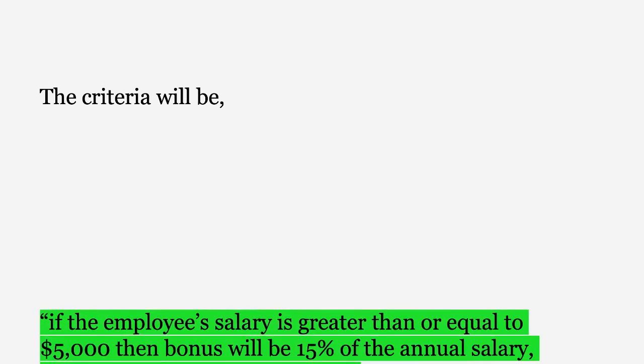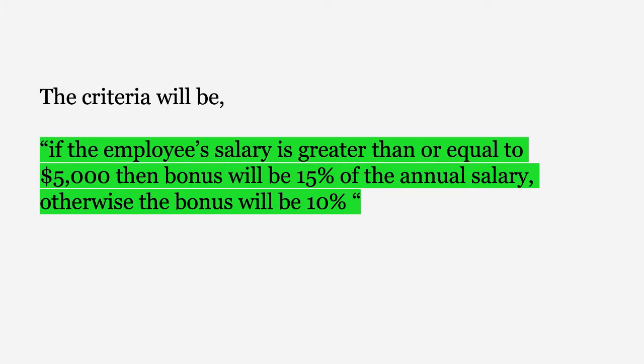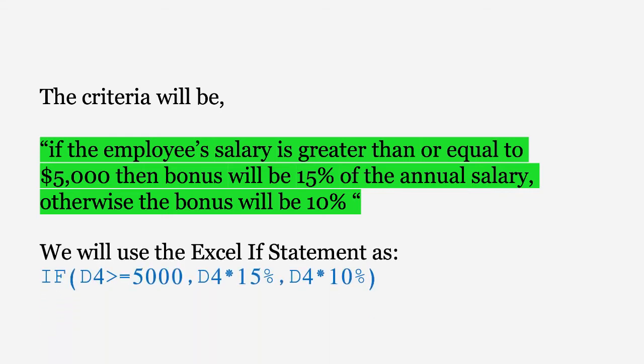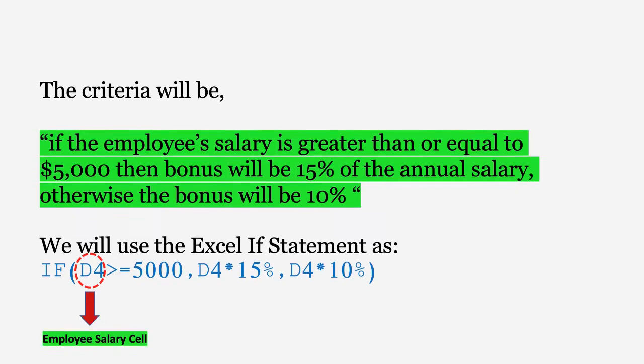So the criteria will be if the employee's salary is greater than or equal to $5,000, then the bonus will be 15% of the salary. Otherwise, the bonus will be 10%. We will use the Excel if statement as if D4. D4 is the employee salary cell. So if D4 is greater than $5,000, then we'll multiply by 15% to get the bonus. Otherwise, we multiply by 10%.